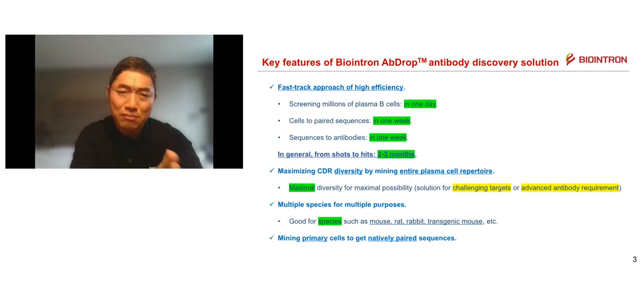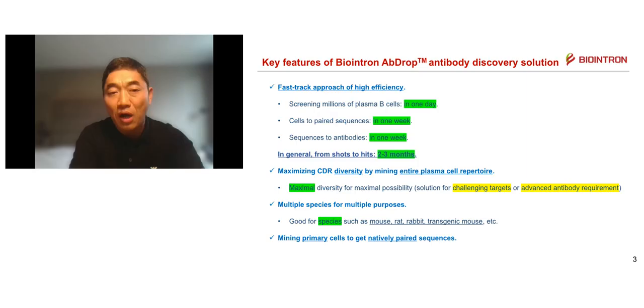But in just 1 week, we will get paired sequences of each antibody. And from sequences to purified antibody, as I just showed, is just 1 week. So in general, from the first round of animal immunization to verified hits with Biointron's AbDrop takes just 2 to 3 months.